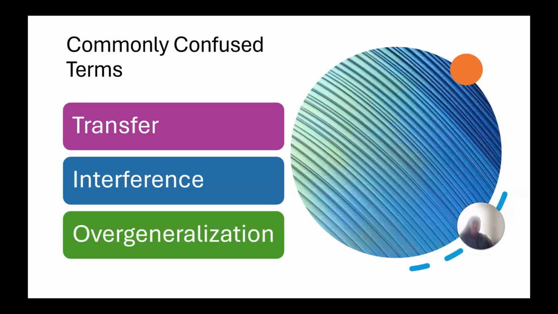So I think the most important thing to remember there is that transfer by itself isn't positive or negative, but interference is generally considered negative in some way, where the L1 is blocking acquisition of the L2.